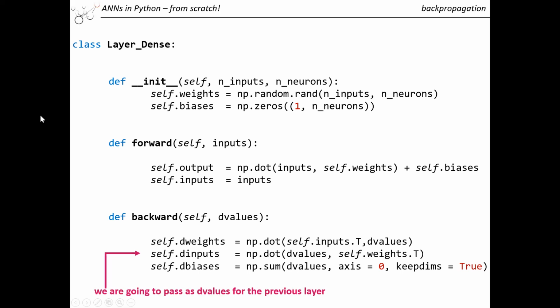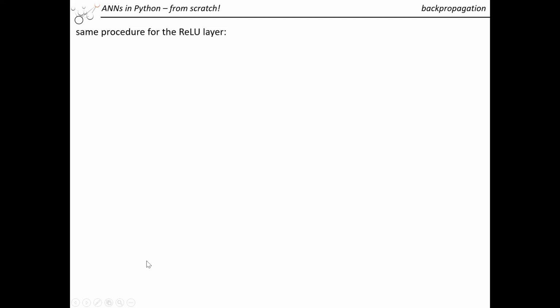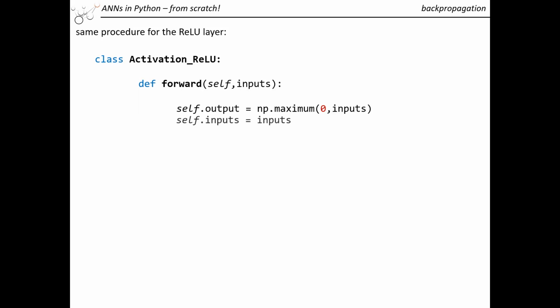So again, here's just a reminder that the inputs will be the values for the next upper layer, because the first layer feeds the output into the second layer, which is the input of the second layer. Therefore, we need the feedback from the second layer to the first layer. So we're going to do the same with the ReLU. So we have our forward part. Also here, we need to remember the inputs.